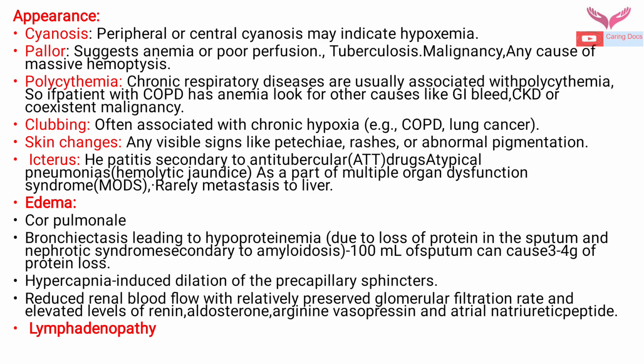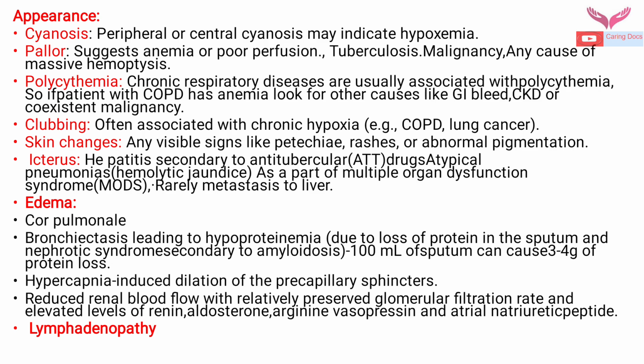A patient may have polycythemia. It is seen in chronic respiratory diseases. We know that in COPD, patients usually have polycythemia. So if a patient with COPD has anemia, look for other causes like GI bleed, CKD, or coexistent malignancy. Clubbing is often associated with chronic hypoxia, COPD, lung cancer, skin changes.